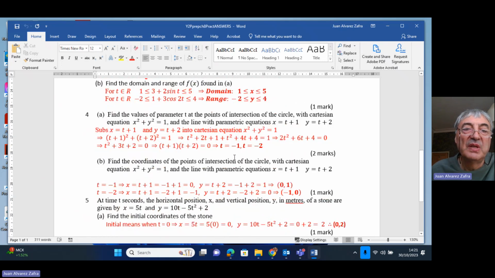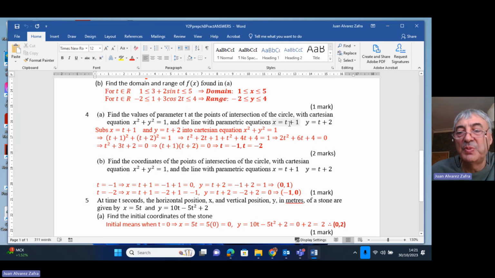Question 4. Find the values of parameter t at the points of intersection of the circle with the Cartesian equation x squared plus y squared equals 1 and the line with parametric equations x equals t plus 1, y equals t plus 2. When you want to find the intersection of curves, you want to solve the equations simultaneously. And that's going to be the case whether both equations are Cartesian, or in this case, one of them is Cartesian and the other one's parametric.